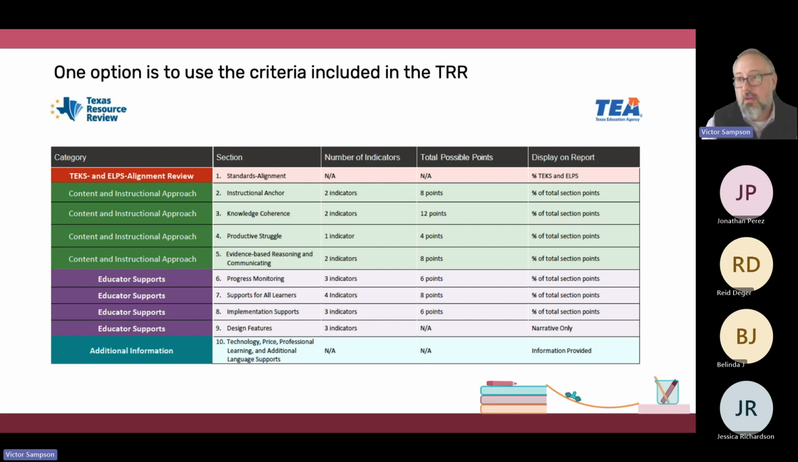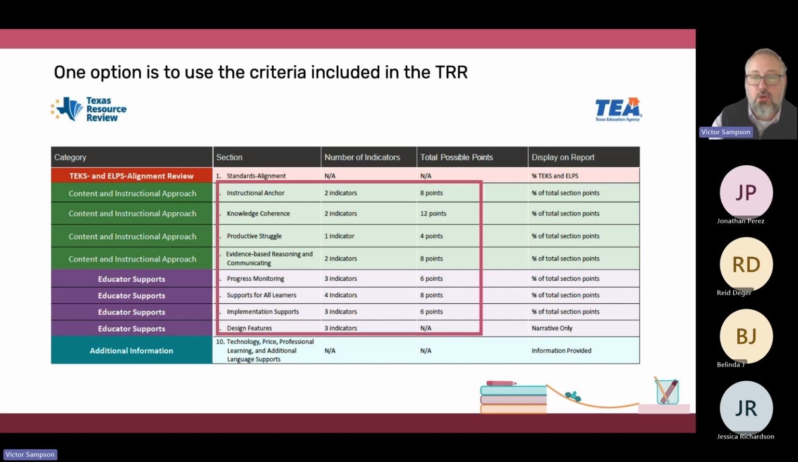So one thing the state has done, the Texas Education Agency has done, is commission what they call the Texas Resource Review. And the Texas Resource Review lists out these categories for looking at instructional materials and thinking about different indicators within these different categories, giving a ranking of instructional materials of how well aligned they are with the indicators in here. And you can see the categories are content, instructional approaches, and educator supports for use of these materials.